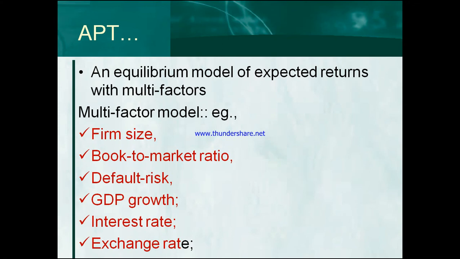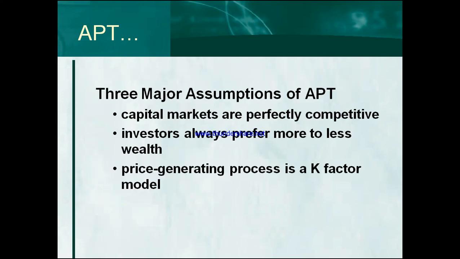Next is arbitrage pricing theory. This theory is also an equilibrium model of expected return with multiple factors, such as firm size, book-to-market ratio, and default risk. These are also factors of the multi-factor model. There are three major assumptions in arbitrage pricing theory: capital markets are perfectly competitive, investors always prefer more wealth to less, and the price generation process is a k-factor model. These are very important assumptions in arbitrage pricing theory.